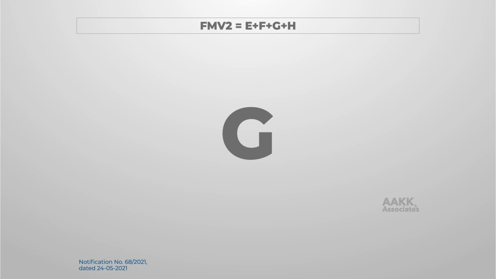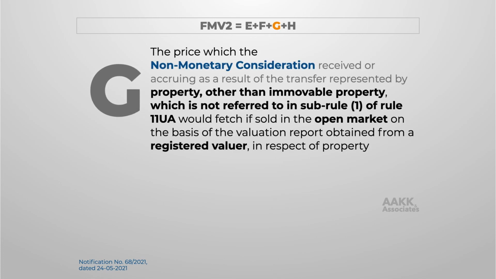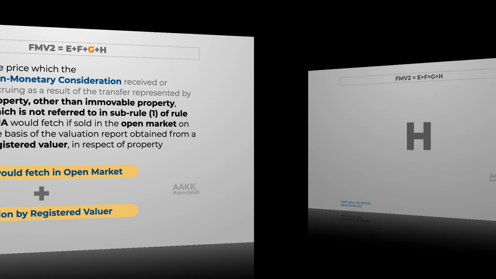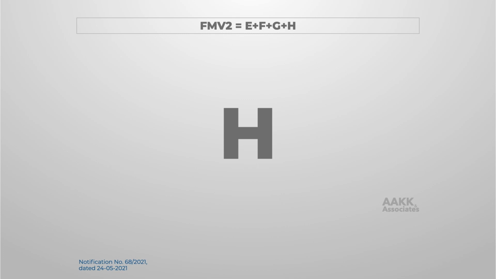Component G is the price which the non-monetary consideration received or accruing as a result of the transfer, represented by property other than a movable property, which is not referred to in Subrule 1 of Rule 11 UA, would fetch if sold in the open market on the basis of the valuation report obtained from a registered valuer in respect of the property. And finally, Component H.